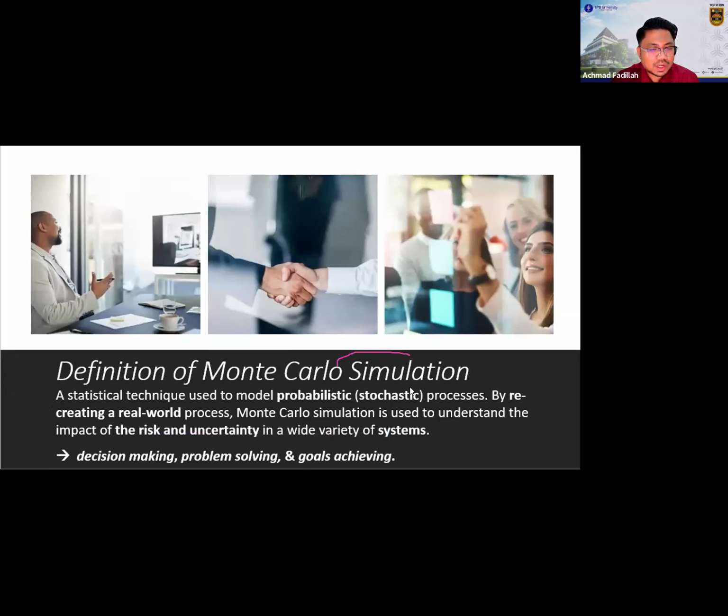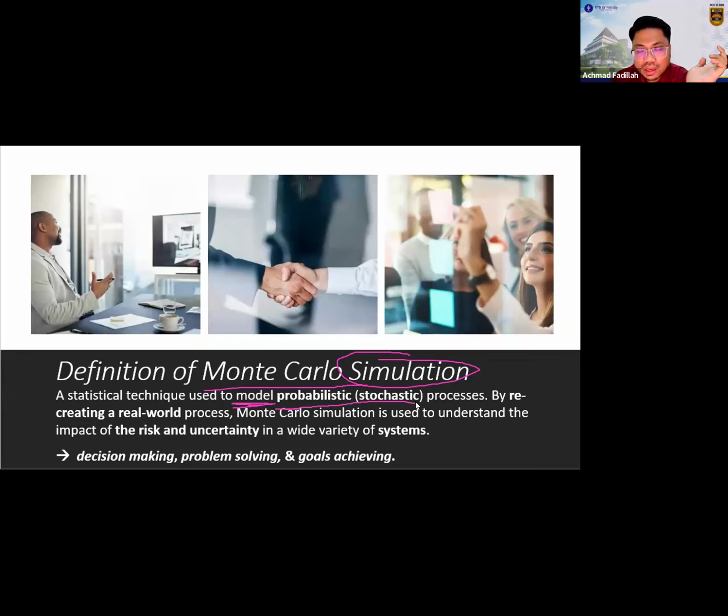You already understand about the simulation before, just mimicking the real world situation. And now we add the Monte Carlo in the front, so we call it a Monte Carlo simulation now. Monte Carlo simulation is a statistical technique used to model probabilistic models. That's a part of simulation like I already explained before, and this is the stochastic.